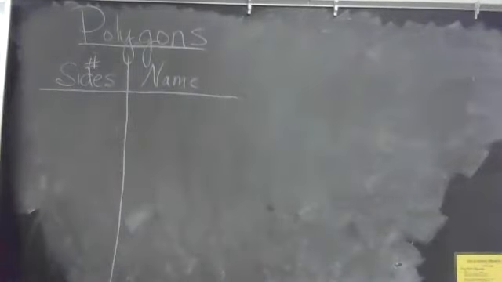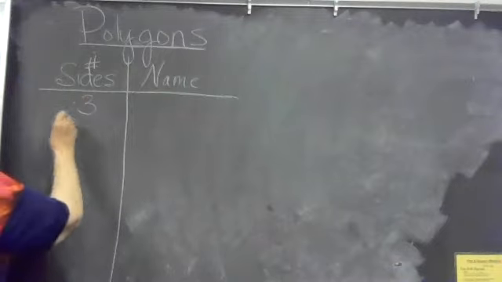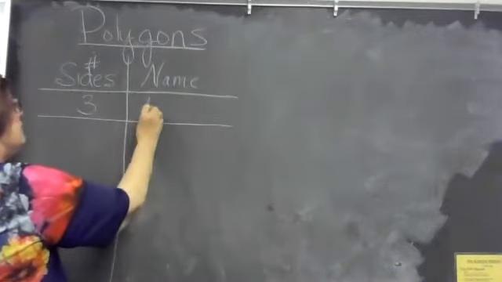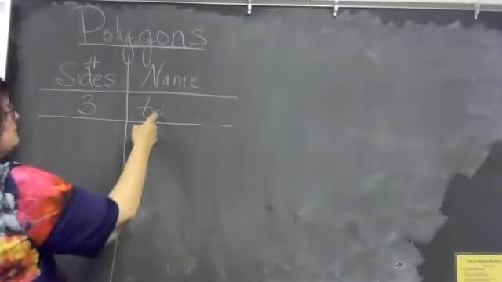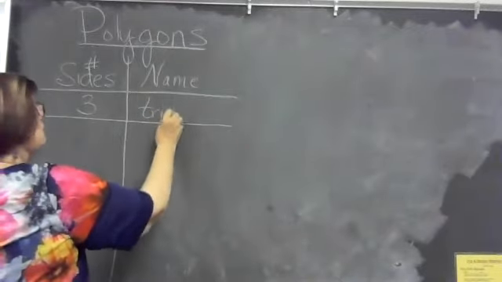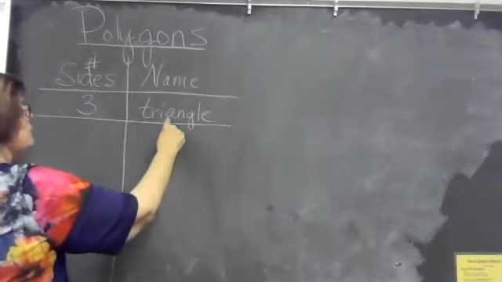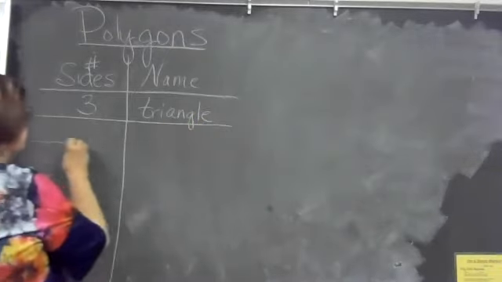Okay, we don't have a one-sided or a two-sided polygon. We have three sides, and of course, you all probably are very much aware that 3 is tri. Tri means 3, triangle, okay? It also means it has 3 angles.